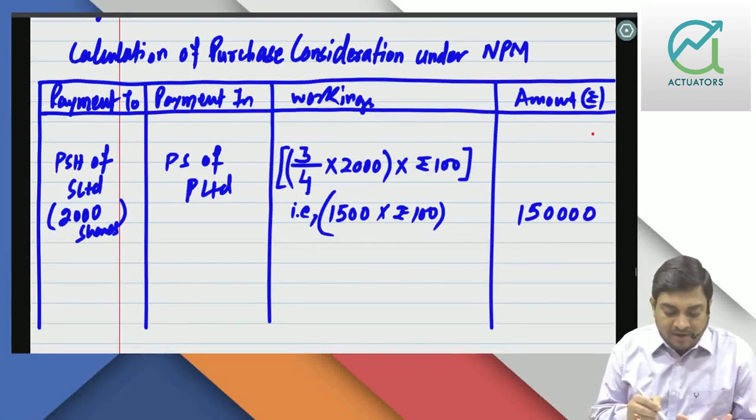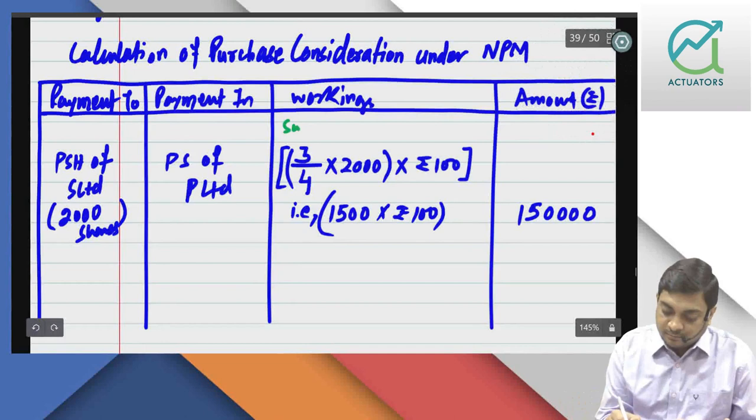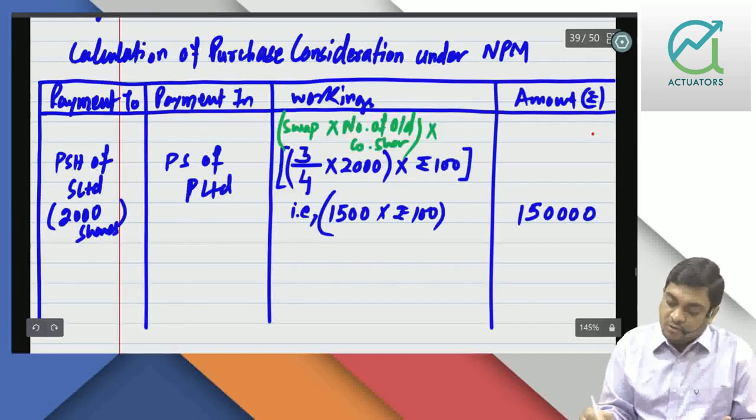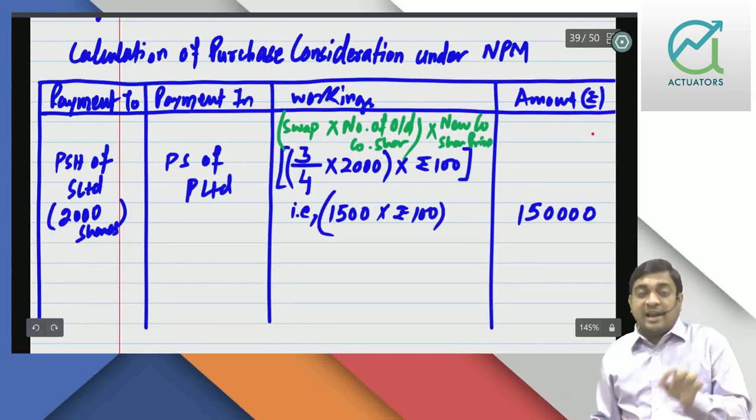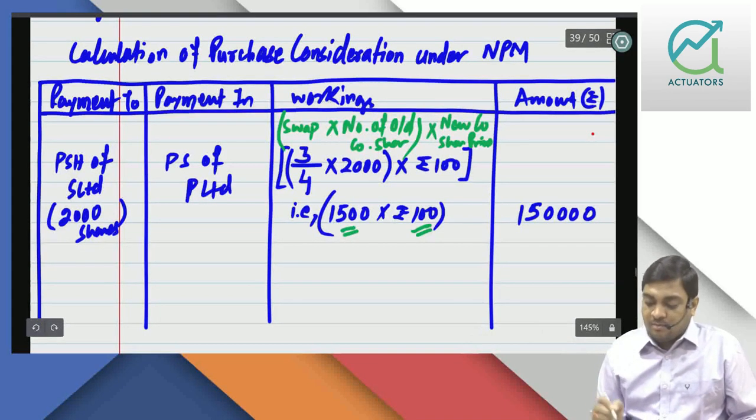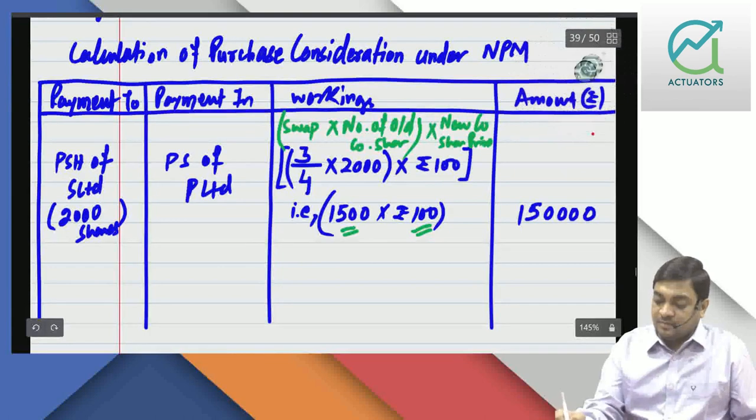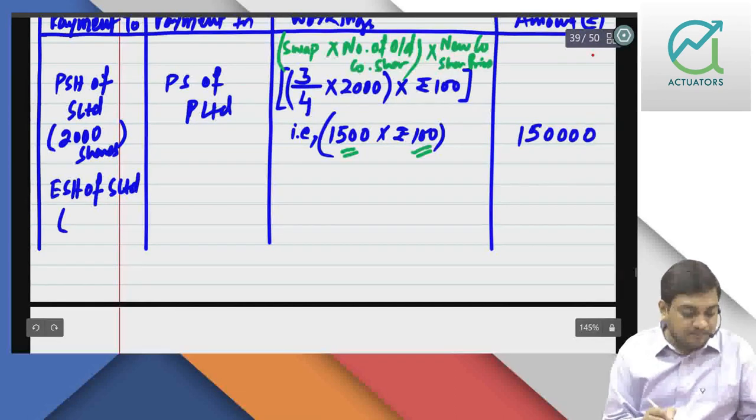Very simple. Swap ratio into number of shares of old company, into new company share price. If you solve the first bracket, you will come to know how many shares the new company will give. So the new company is giving 1500 shares into the share price of the new company, right? Now, the equity shareholders of S Limited, and how many are they in number? The total is 5000.